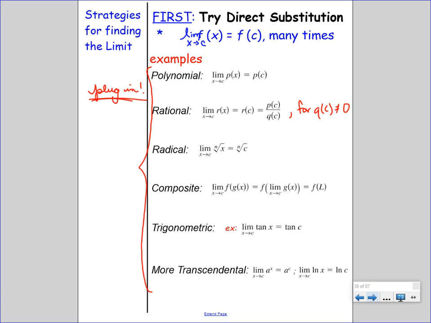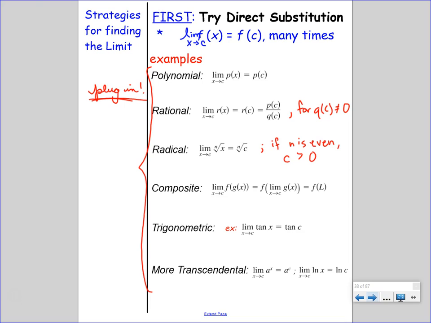Same with radical. It's going to be great if I have an even-powered root. It's going to be great as long as c is positive. It's up to you. You can word this different ways. You don't have to do all the equations. Composite functions is going to be great as long as, well, there's no discontinuities or undefined points.